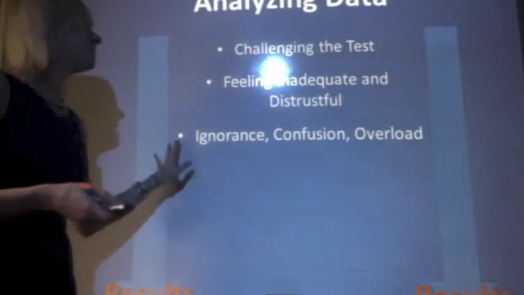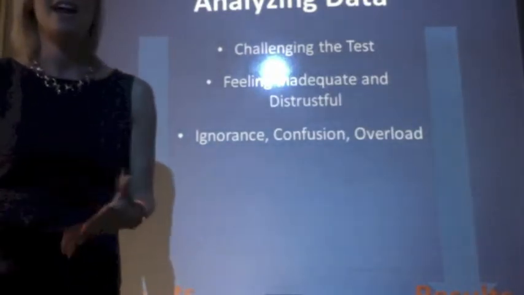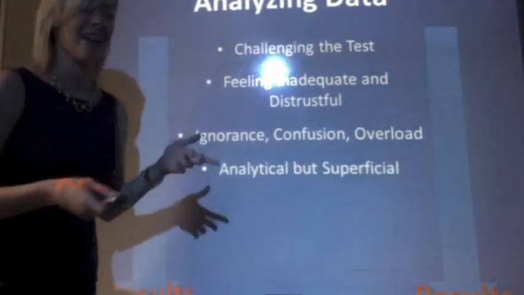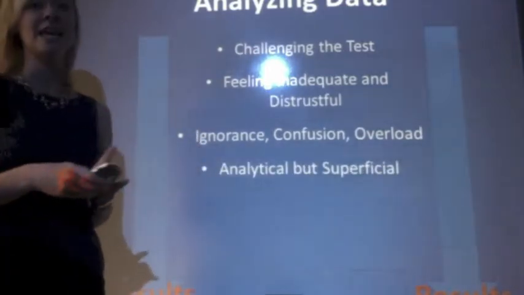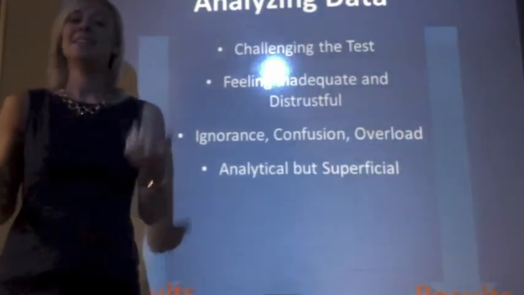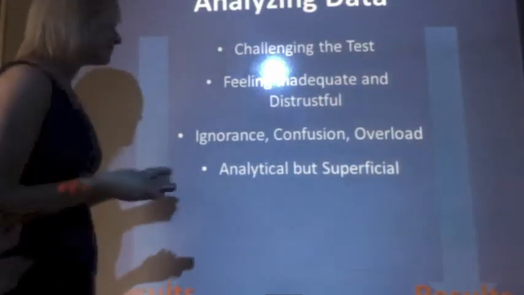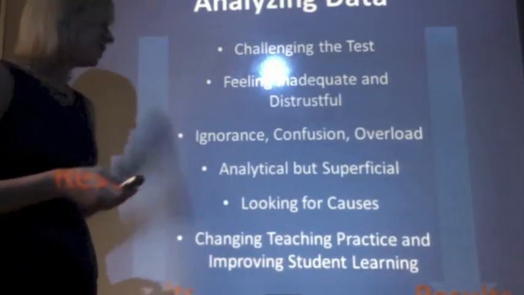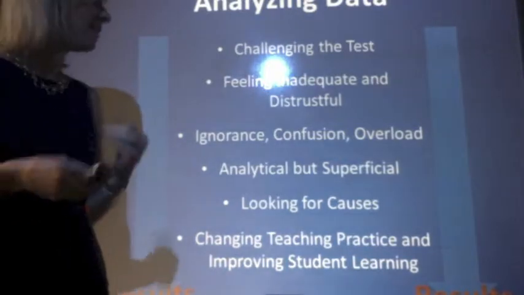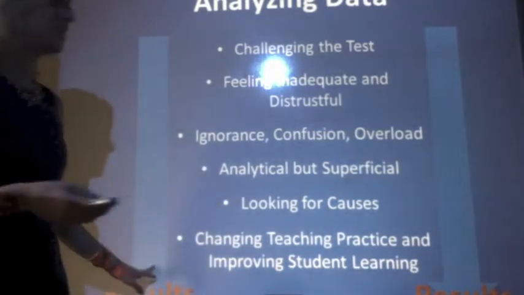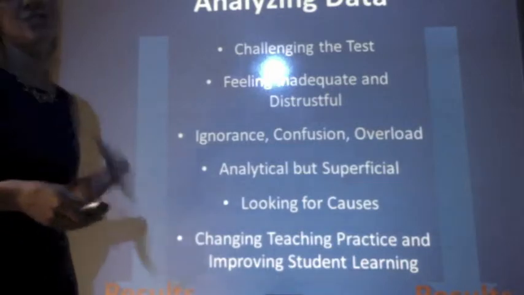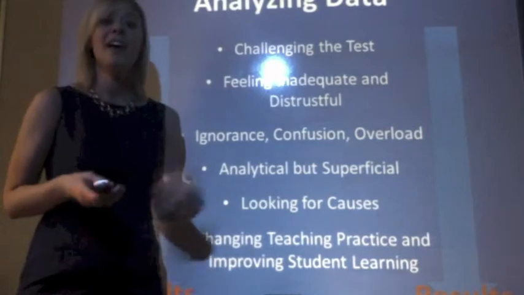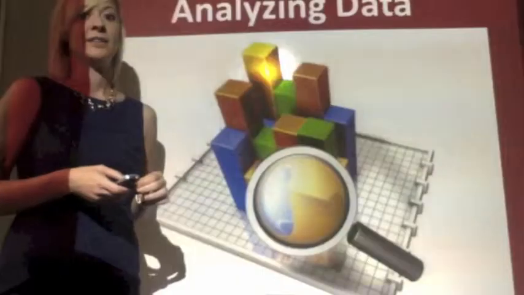Secondly, they may feel inadequate or distrustful. Third, they usually move to ignorance, confusion, or overload. There's a lot of data that comes from this, and sometimes it's really overwhelming. Next, they may be analytical but superficial, saying, my kids don't read well. It's getting there, but it's not really going to help us. Then we can look for causes of why that may be happening. And finally, we get to changing teaching practices and improving student learning, which really gets us to different results. If we keep teaching the same way that we always have, nothing's going to happen. So we need to get to changing how we're teaching. And that's the purpose of our data meetings.